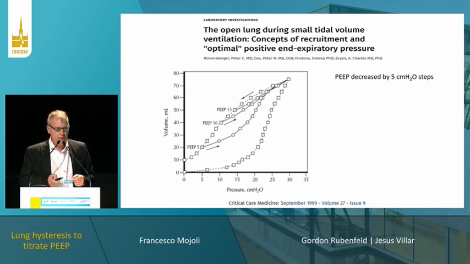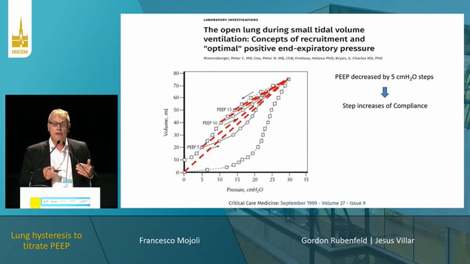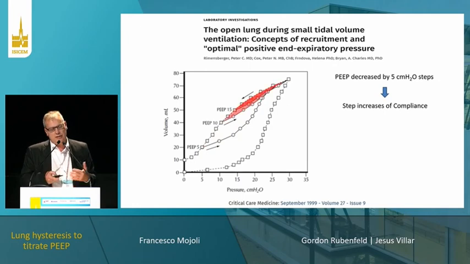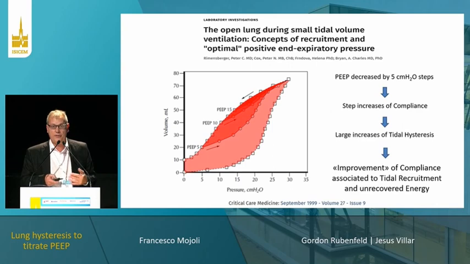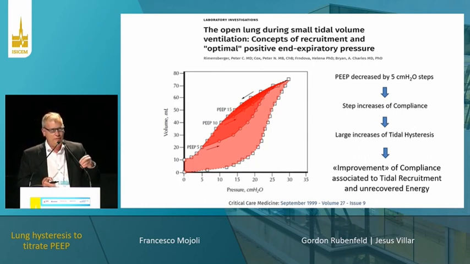And he observed, decreasing PEEP from 15 down to 10, to 5 and 0, a step-by-step increase of compliance that was associated with a fast, let's say exponential, increase of tidal hysteresis. So this improvement of compliance was not associated with an increase in the number of patent alveoli, but was associated with tidal recruitment. That is something that we don't like that much. And this is, let's say, respiratory physiology.